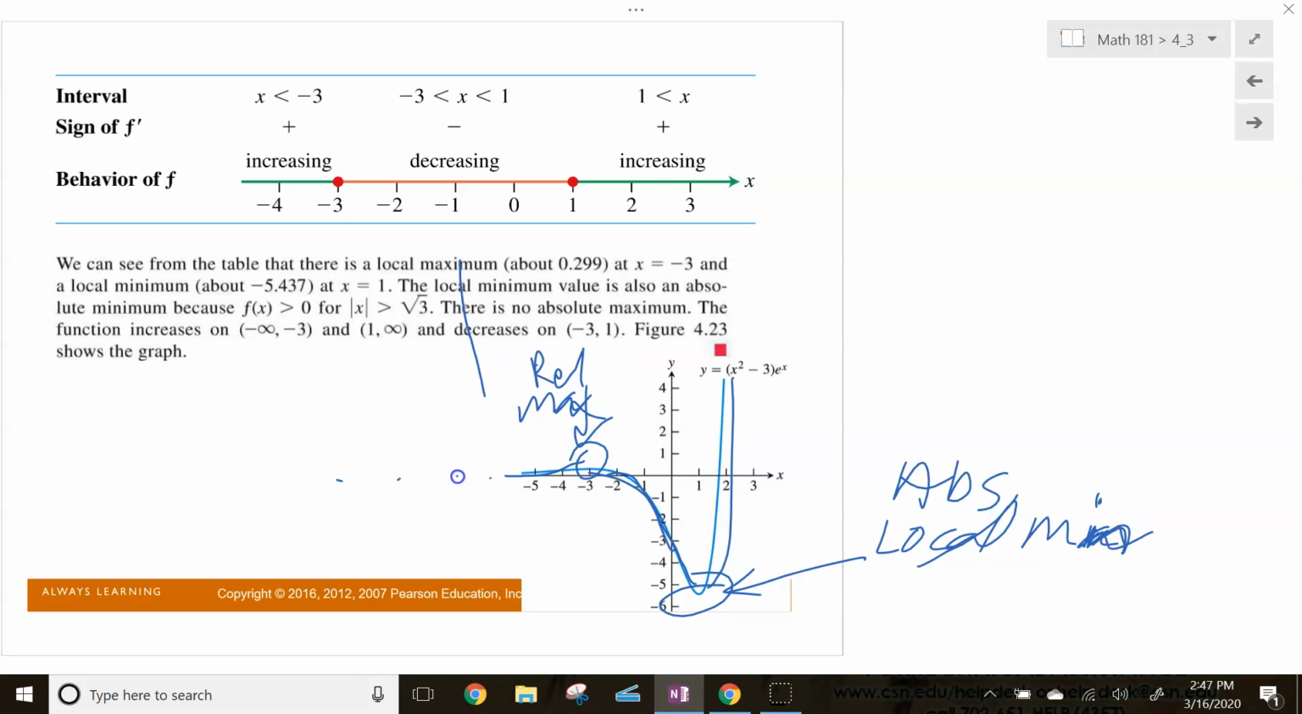It looks like as it goes out, it approaches 0. So this is going to be your lowest point in the entire graph.